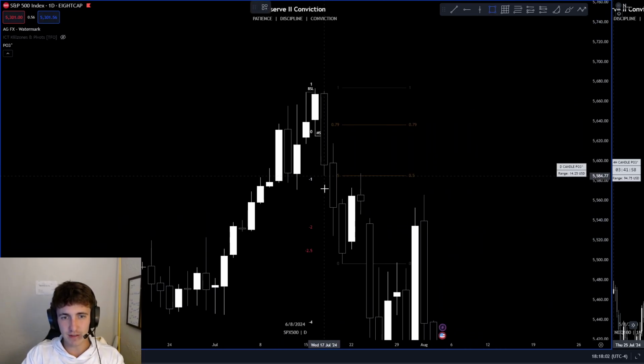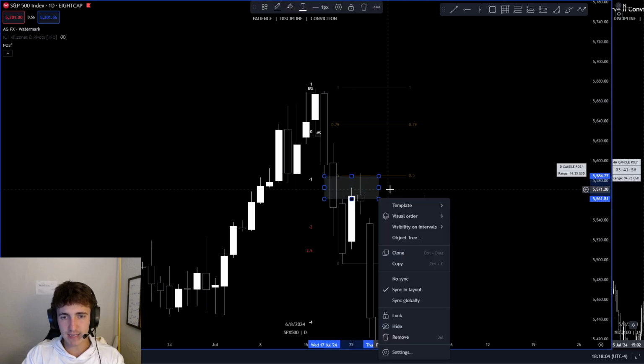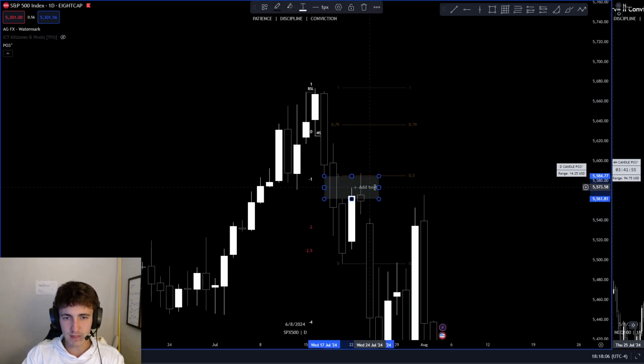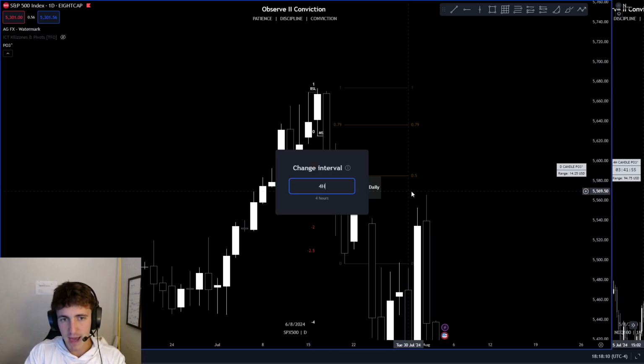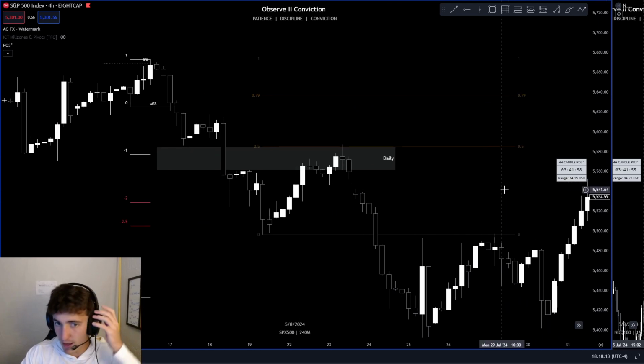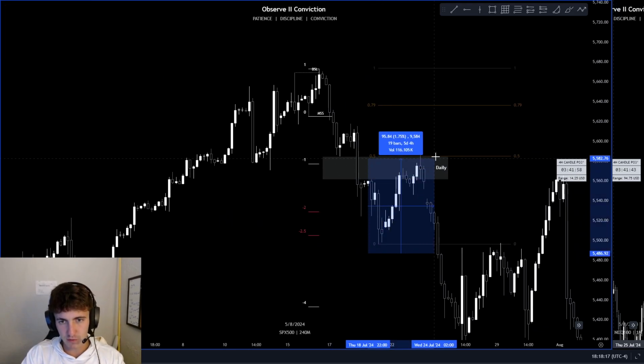A daily fair value gap. You see how you align these things together to make it even more obvious? So if you know the standard deviation is supposed to bounce at the 2 to 2.5, and you also have a daily fair value gap in your favor, it's a perfect place for price to bounce.